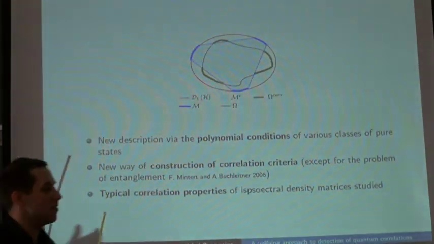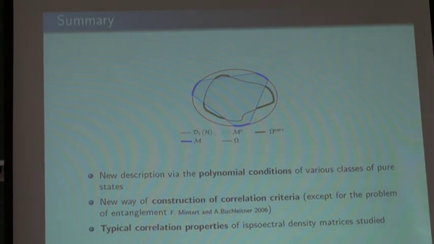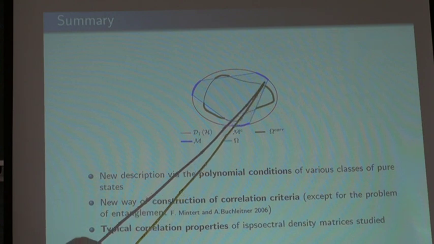That's the part. I'm about to end the talk. What I have shown: I gave you a new description of polynomial conditions on various classes of non-correlated pure states. From them, I constructed correlation criteria, which are actually new, up to the problem of entanglement, which was discussed before by Mintert and Buchleitner, and also Marek, who took part in that. I use those witnesses, those criteria, to study typical properties of correlations on the set of isospectral density matrices.